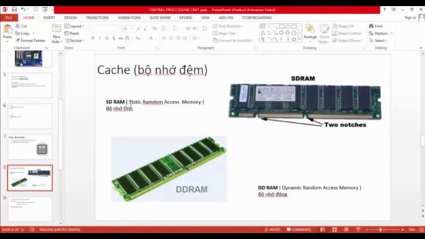Công nghệ sản xuất SRAM là Static Random Access Memory, đó chính là bộ nhớ tĩnh. Còn DRAM là Dynamic Random Access Memory, tức là bộ nhớ động. Thì hai công nghệ sản xuất RAM này khác nhau như thế nào? Đầu tiên, cái khác nhau thứ nhất chính là nguyên vật liệu lưu trữ thông tin.